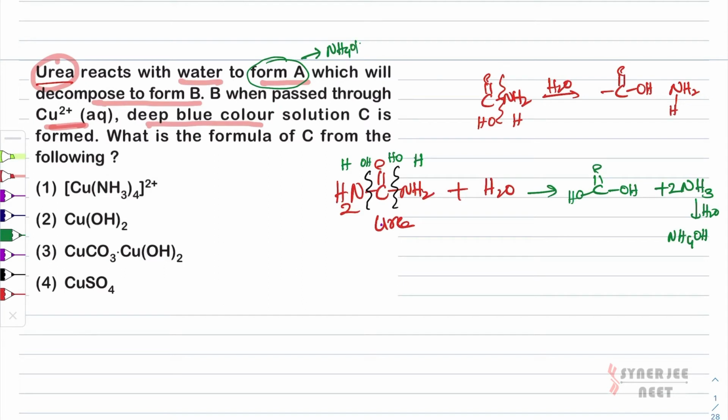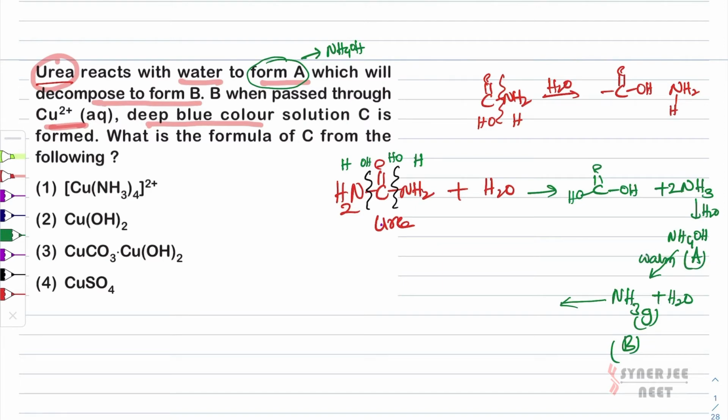Now this NH4OH decomposes to form B. If you slightly warm this solution, it will break down into NH3, and the gas will escape, leaving behind the water in the beaker. Even if you don't warm the solution, NH3 gas slowly comes out anyway, but if you warm it, it comes out quickly. Now this ammonia is the compound B. So this is A, and this is B.